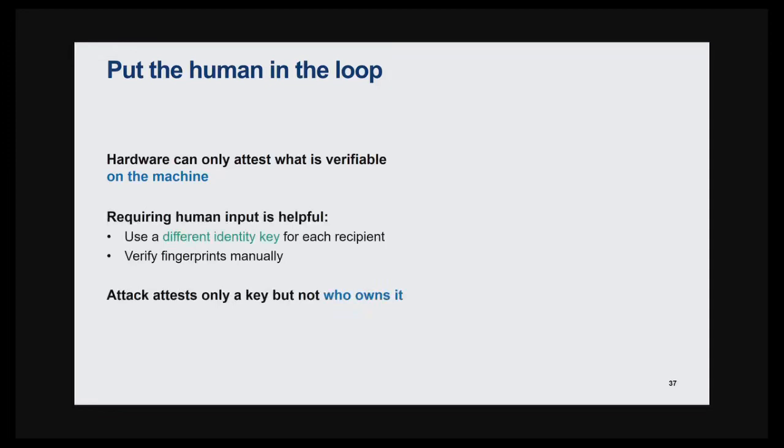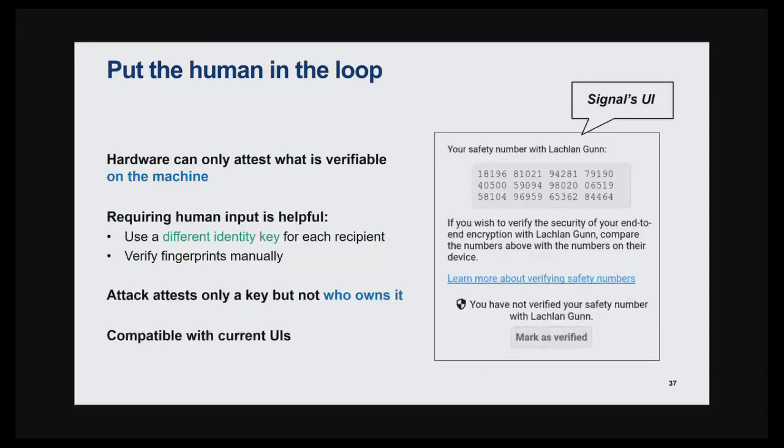So what you can do is, instead of having a long-term identity key that you use with everyone, you set up some kind of bilateral set of identity keys that's different for everyone you talk to, and the users have to verify fingerprints manually, which they have to do anyway if you want to be really secure. And so when you carry out the attack, you still get an attestation, you still get proof that some messages came from someone with a certain identity key, but what you don't get is proof that a particular person actually owns that key. And this, conveniently, is also compatible with current UIs.